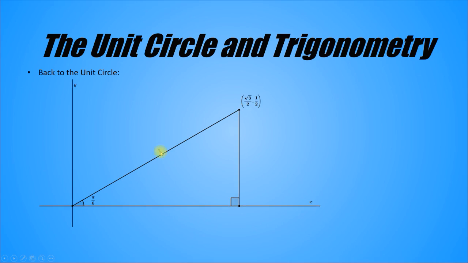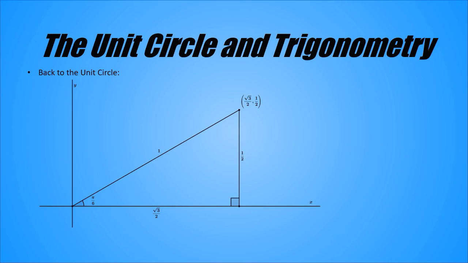First, we know that the hypotenuse is 1. How do we know that? Because the hypotenuse is a radius of the unit circle, and the unit circle has radius 1. And we can get the lengths of the legs from the x and y coordinates of the point on the unit circle. This is the x coordinate, and this is the y coordinate.